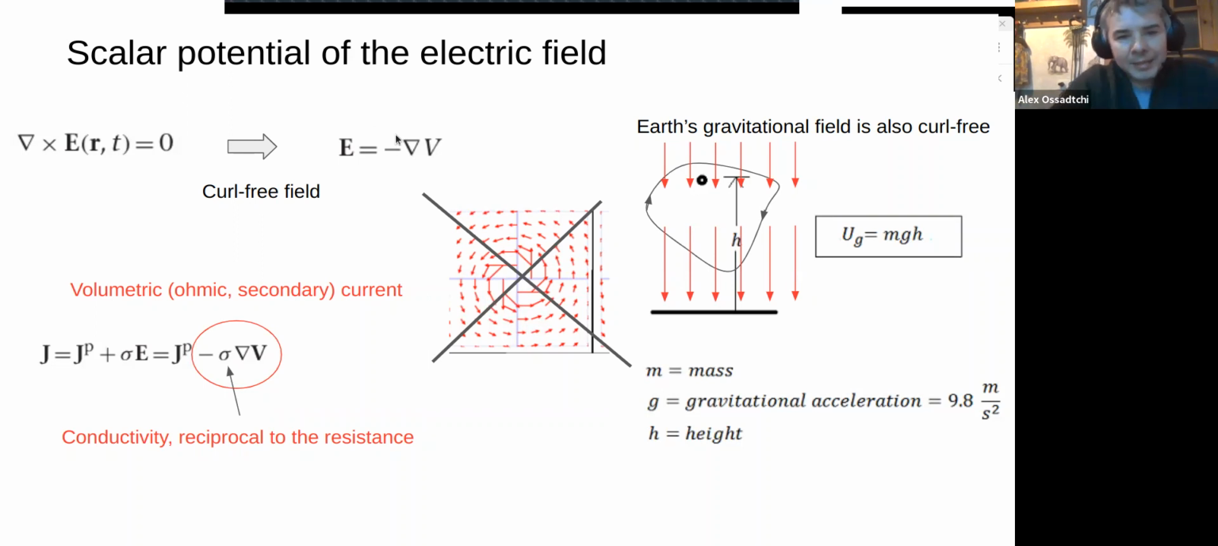And this nabla V is nothing but computing delta V divided by delta x, then delta V along the y direction divided by delta y, and again delta V along the z direction divided by delta z. So it's basically the difference of the potential divided by the difference in distance. And because it's a differential operator, delta x, delta y and delta z go to zero.